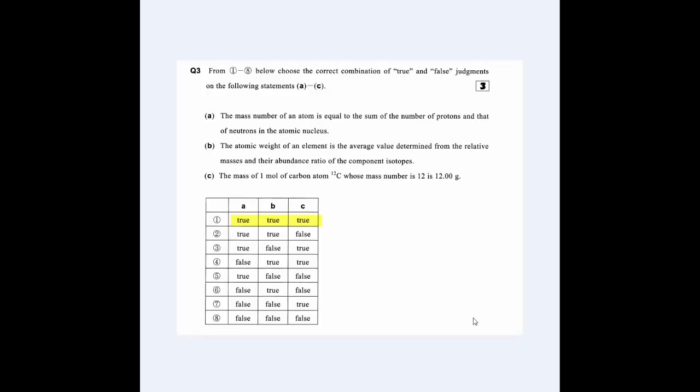3. From 1 to 8, choose the correct combination of true and false statements on the following statements. A. The mass number of an atom is equal to the sum of the number of protons and that of neutrons in the atomic nucleus. B. The atomic weight of an element is the average value determined from the relative masses of their abundance ratio of component isotopes. C. The mass of 1 mole of carbon atom 12C of mass number 12 is 12 grams. The answer is 1. True, true, true. Remember, the answer to that is true, true, true.